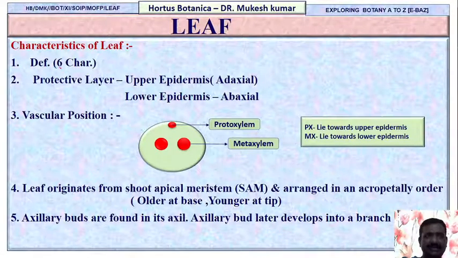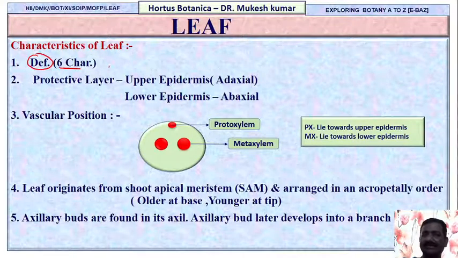First, 6 characteristics I already told you during the definition: it is aerial, a lateral outgrowth, green, a flattened structure, and helps in different physiological activities, that is photosynthesis and transpiration.